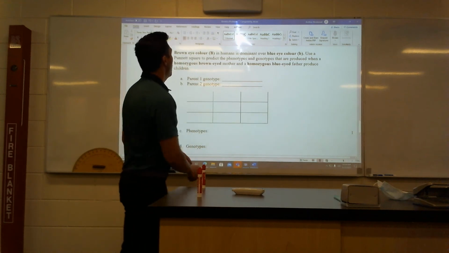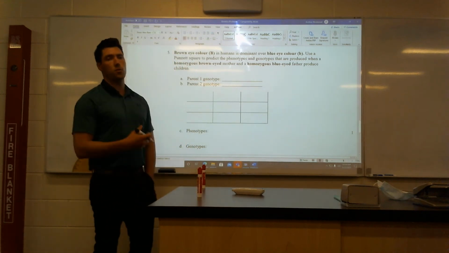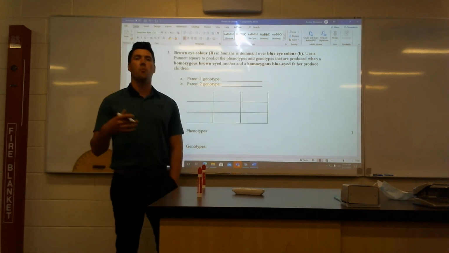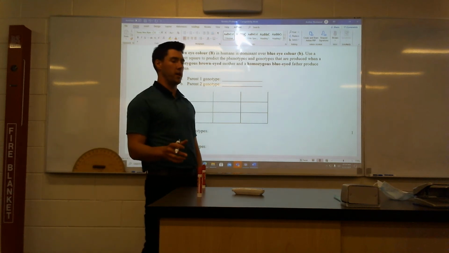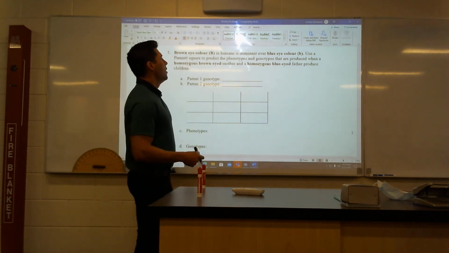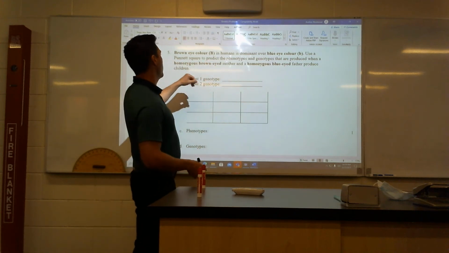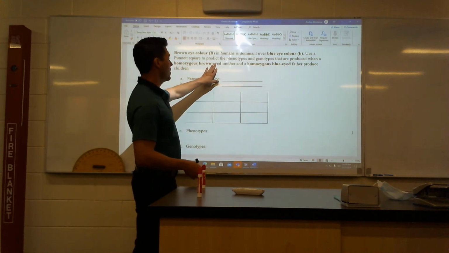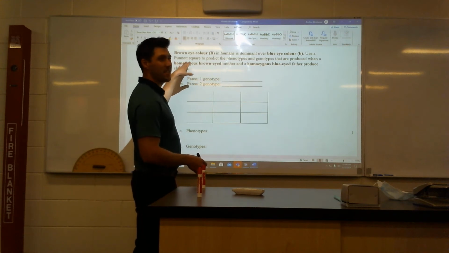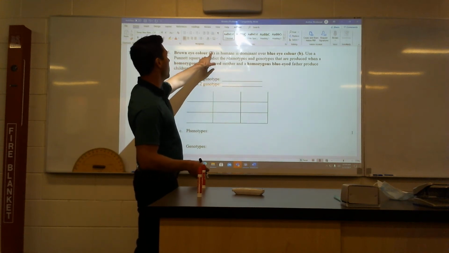So it says brown eye color in humans is dominant. Most people in this world have brown or green eyes compared to blue eyes. Okay, brown eye is dominant over blue eyes. It says use a Punnett square to predict the phenotypes and genotypes when a homozygous brown. Okay, so homozygous means it's the same. They're going to have both the same, and there's brown, so it's dominant.